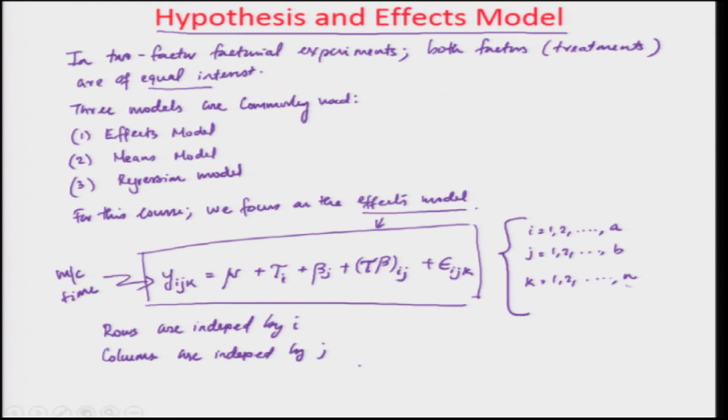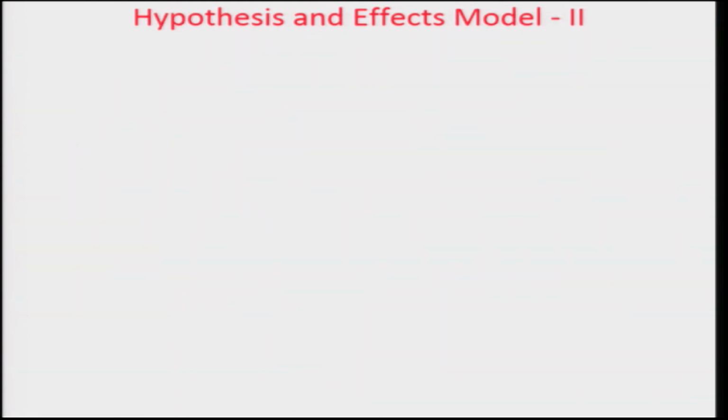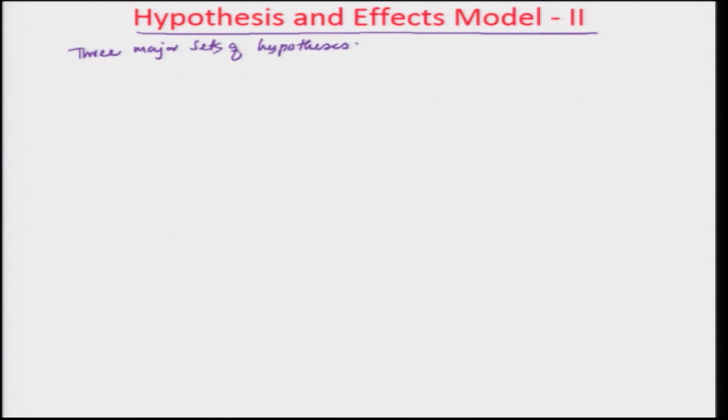Okay. All right. So now let us talk about the hypotheses. The second part of this, because we already talked about the effects model. So what are the hypotheses we test? There are three major sets of hypotheses. The first is the row treatment effects hypothesis.